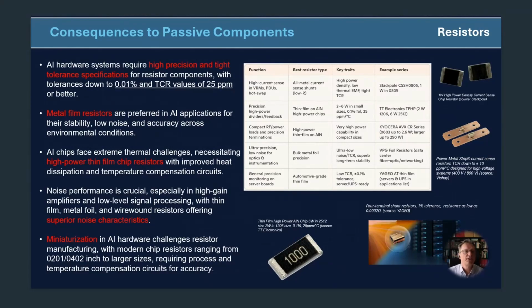Talking about some concrete releases and concrete chips, we see some high precision tight tolerance specification down to 0.01% and TCR values as low as 25 ppm or even better. Better film resistors, high power thin film chip resistors, and resistors with superior noise characteristics. 0201, 0402 chips are already available. We can see some examples of thin film, high power aluminum nitride chips from TT Electronics. We see 4-terminal shunt resistors with extremely low resistance from Yageo, power metal strip resistors from Vishay, or high power density current sense chip resistors from Stackpole as an example of such resistors for AI.